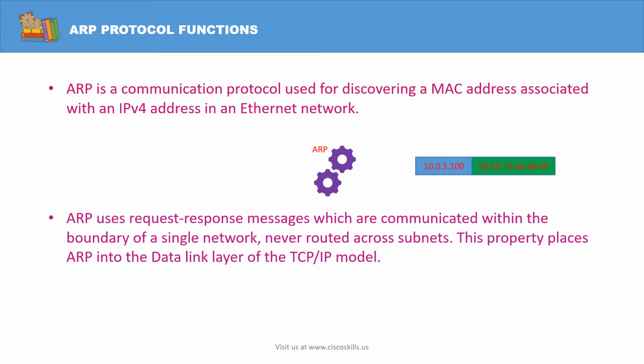ARP uses request-response messages which are communicated within the boundary of a single network, never routed across subnets. This property places ARP into the data link layer of the TCP/IP model.